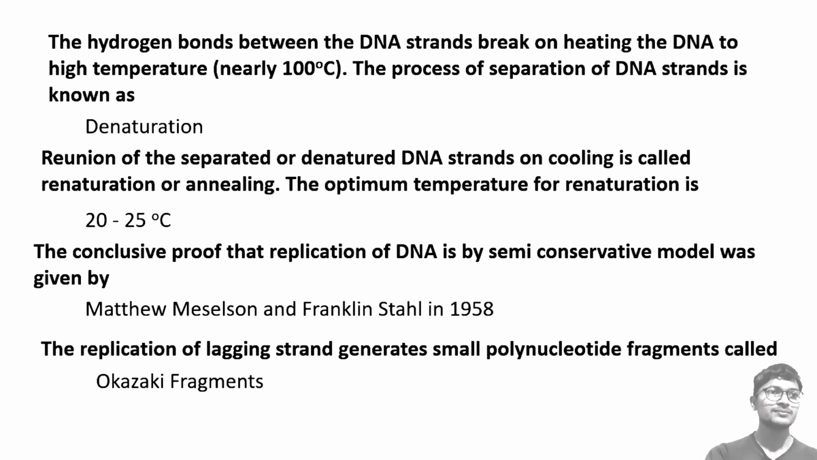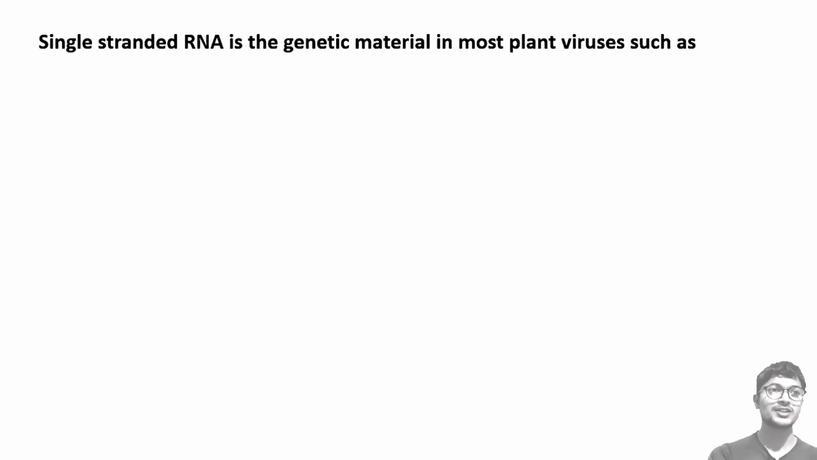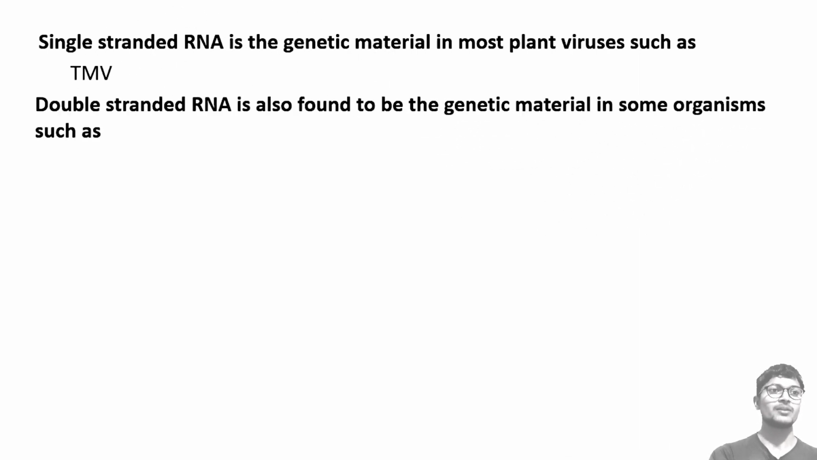So, next question. The replication of the lagging strand generates small polynucleotide fragments called? Answer is Okazaki fragments. Clear? Okay, so now we are moving to the next slide. First question is that single stranded RNA is the genetic material in most plant viruses such as? Answer is Mosaic virus. Next question. Double stranded RNA is also found to be the genetic material in some organisms such as? Answer is plant wound and tumor viruses.